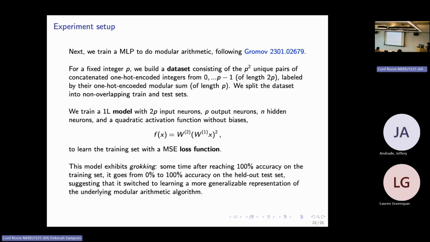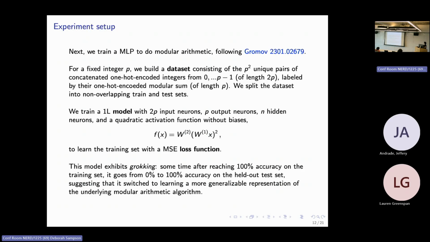So the setup is, for a fixed integer p, we're going to do modular arithmetic. We build the data set consisting of the p-squared unique pairs of concatenated one-hot encoded integers from 0 to p-1. So these are the numbers we're going to add. So the inputs are length 2p vectors with two 1s and zeros everywhere else. And we label them by the one-hot encoded sum of these numbers, so the length p vector with one entry that's 1 and 0 everywhere else.